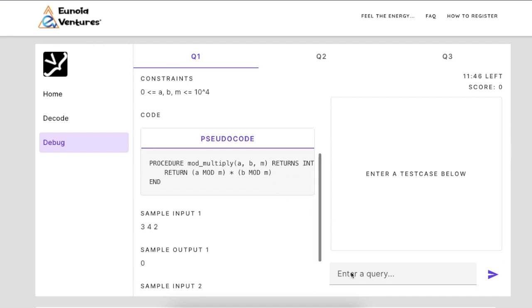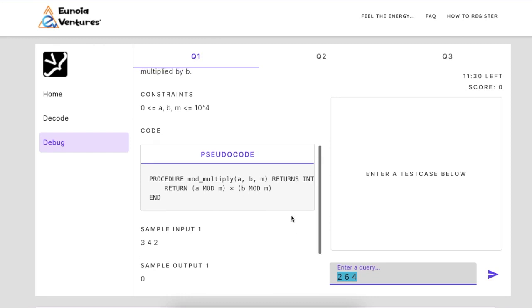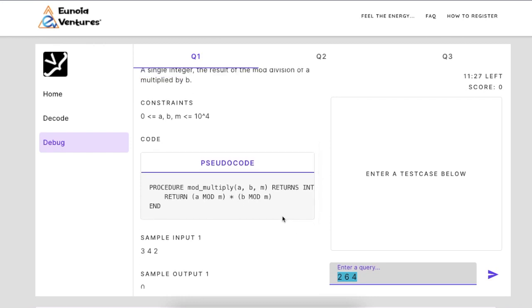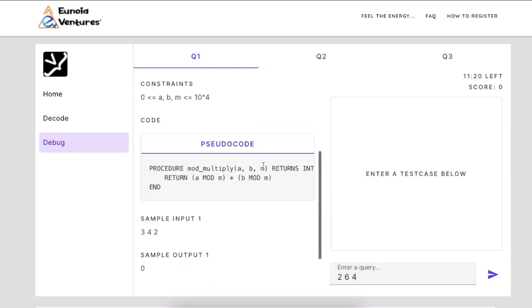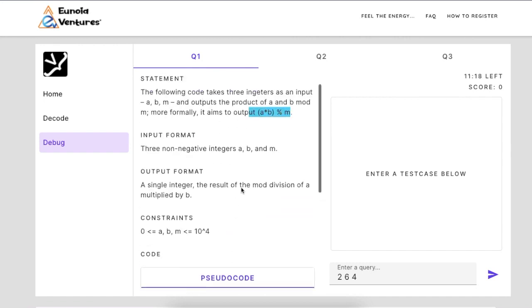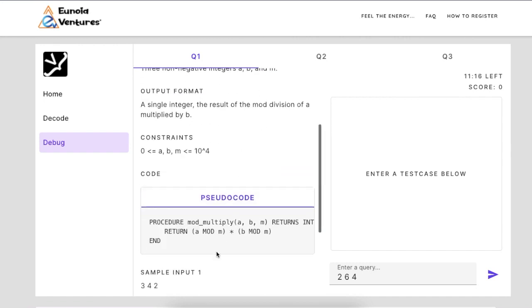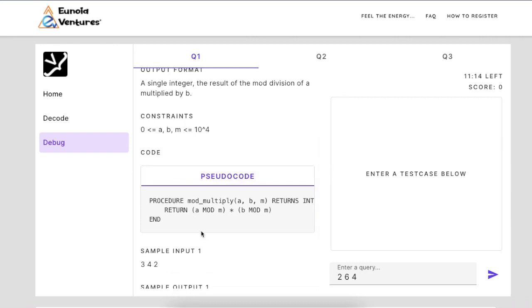And that's basically what you need to do. You need to find the problem in the code, and then find the input that would exploit that problem. Once you input the numbers, you will get either correct or incorrect. If it's correct, you have successfully found an input case that would output a different number from the pseudocode than the intended output. If it's incorrect, it would still output the same from the pseudocode, so you haven't quite found the problem in the pseudocode yet.